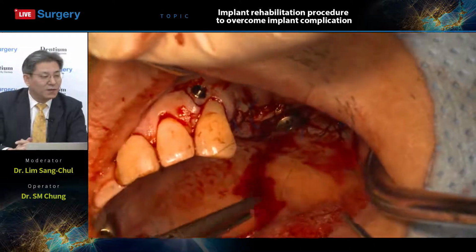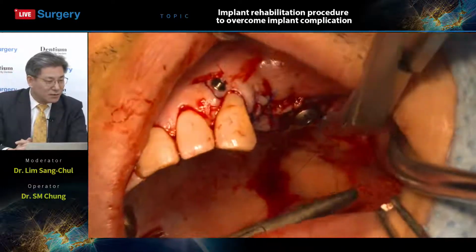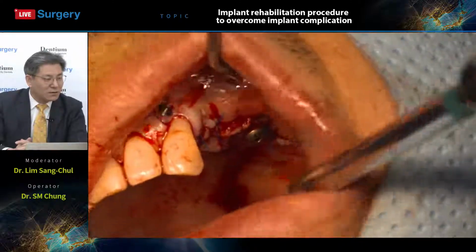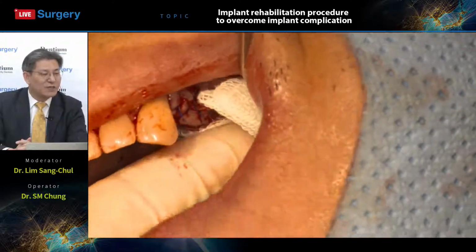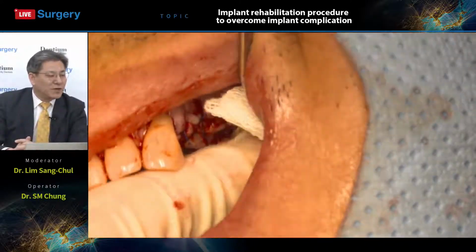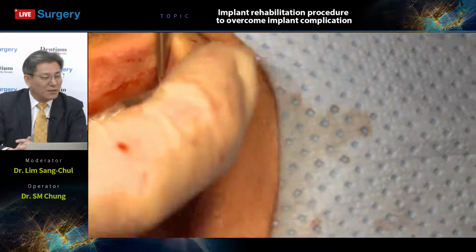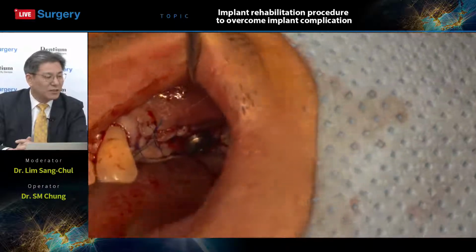Okay, upper left area, the surgery procedures I have done. Good. Basically, a tough situation, as you can see, I already mentioned before, number 25 area, the crater-like big defect. It is very difficult to manage.